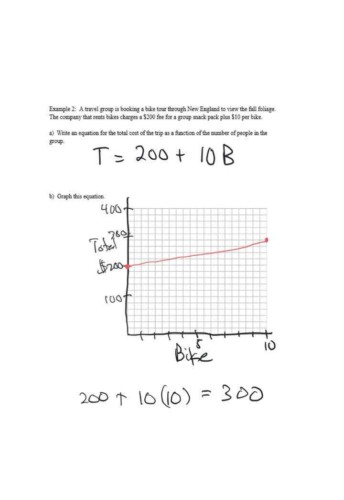So notice in this graph here, most of the cost is coming from that $200 snack pack up front. Then it's a slow incremental increase of $10 per bike after that. So it's kind of a big upfront and then just a little bit of an increase, and just kind of on from there. And we'll analyze that more as we go.